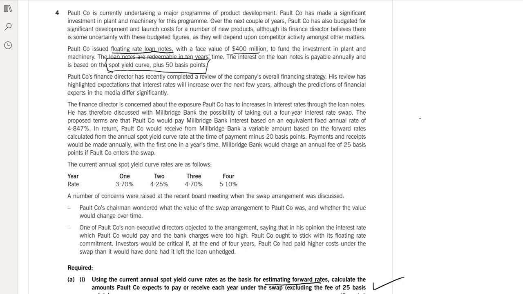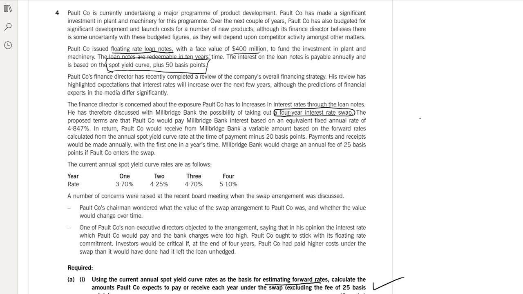His review has highlighted the expectation that interest rates will increase over the next few years. Although the predictions of financial experts in the media differ significantly, the finance director is concerned about the company's exposure to an increase in interest rate through the loan notes. Obviously, the company will be exposed to the floating rate loan. He has therefore discussed with the bank the possibility of taking out a 4-year swap. So the loan has a duration of 10 years, but the company is going to take the swap for 4 years.